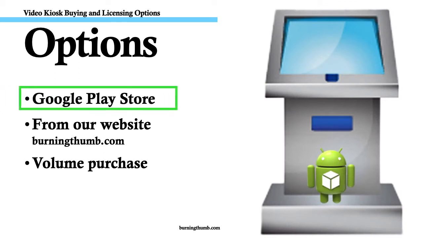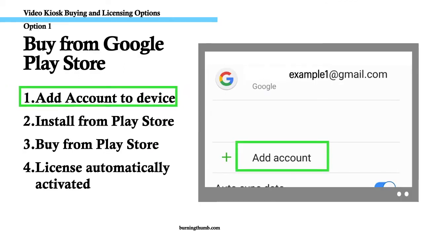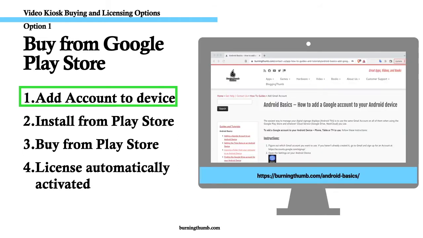Option 1. Using the in-app purchase through the Google Play Store. Step 1. To use the Play Store, you'll need to have already added the account you plan to use to purchase Video Kiosk to the Android devices. For more on choosing an email account, watch our video, Video Kiosk Purchasing and Licensing 2, Frequently Asked Questions. And if you need help adding an account, refer to the Android Basics section of our website. You'll find the link below.